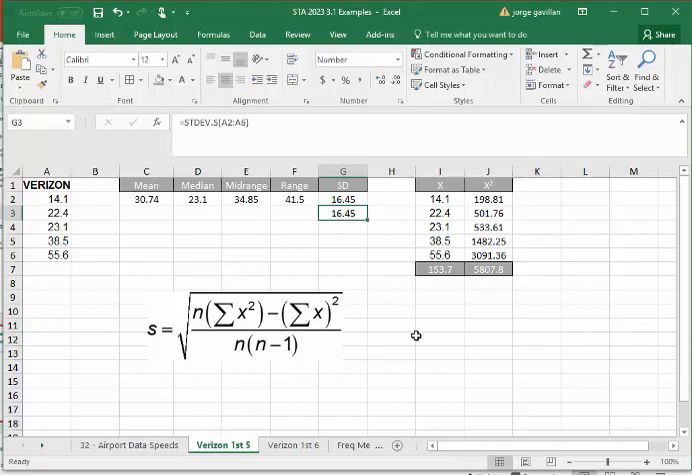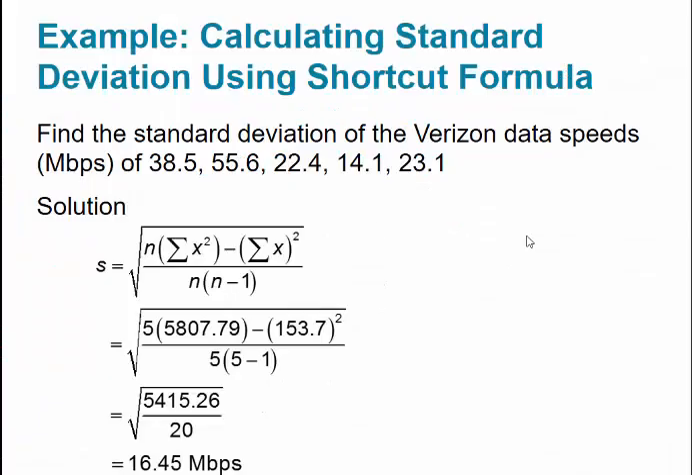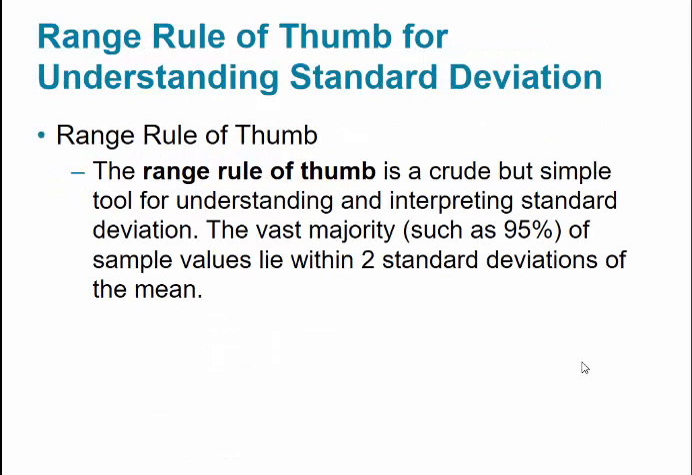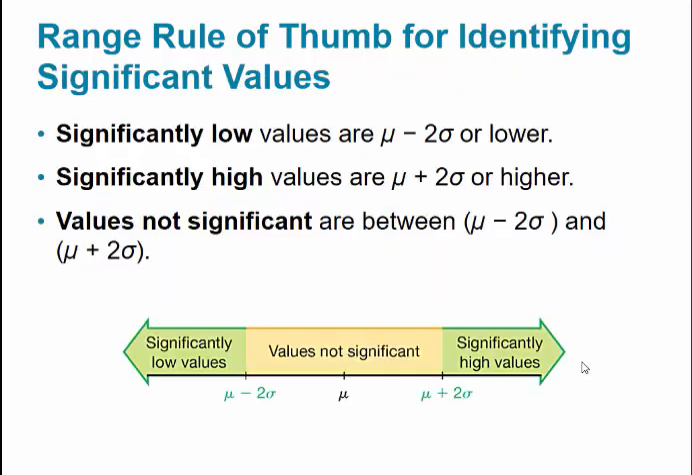Also, when we find the standard deviation of a frequency distribution, we do use this formula right here. Now, some range rule of thumb for understanding standard deviation. The range rule of thumb is a crude but simple tool for understanding and interpreting standard deviation. The vast majority, such as 95% of sample values, should lie within 2 standard deviations of the mean. Again, this is for a data set that's approximately normally distributed, or it is normally distributed.